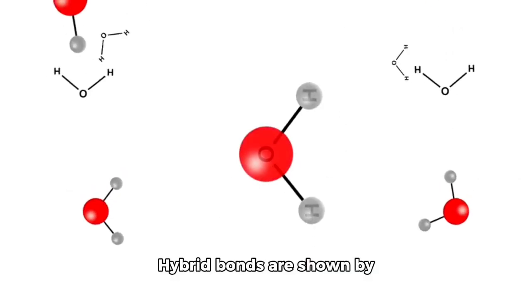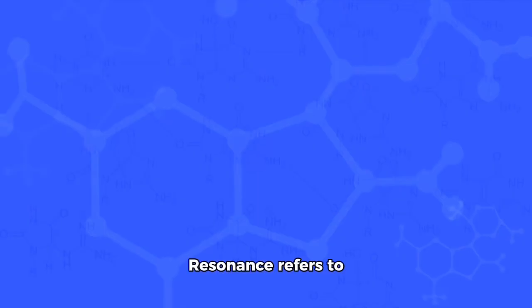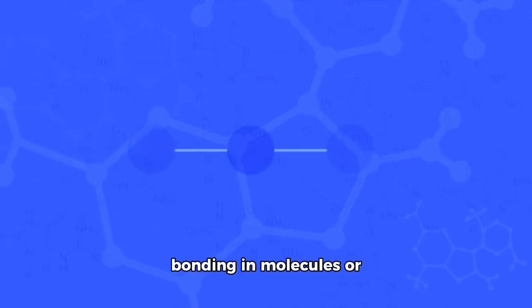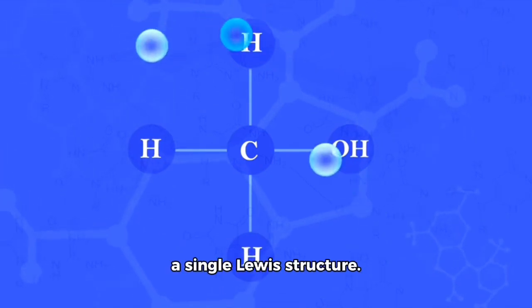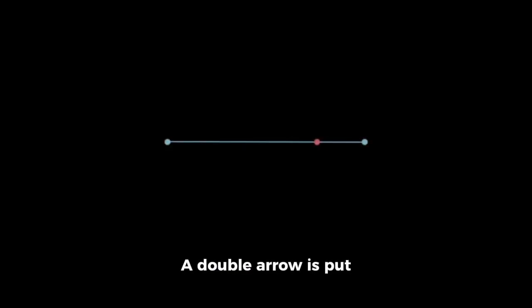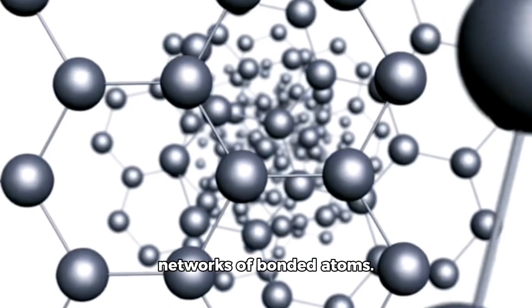Hybrid bonds are shown by resonance structures. Resonance refers to bonding in molecules or ions that cannot be correctly represented by a single Lewis structure. A double arrow is put between a molecule's resonance structures to indicate resonance. Some compounds are networks of bonded atoms.